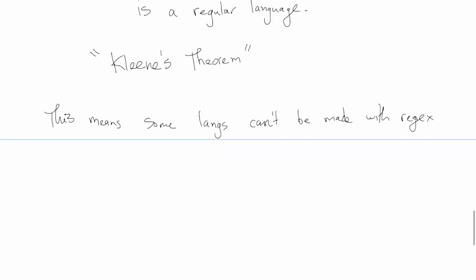The classic example of that is this language, A to the N, B to the N. This is the only example we've talked about so far which you can prove is not a regular language. There's no DFA which accepts this language. This is not regular. So no regular expression can match that language.